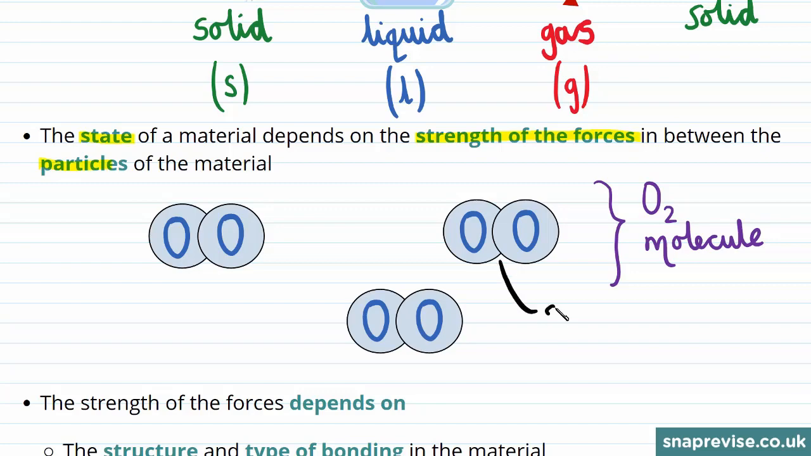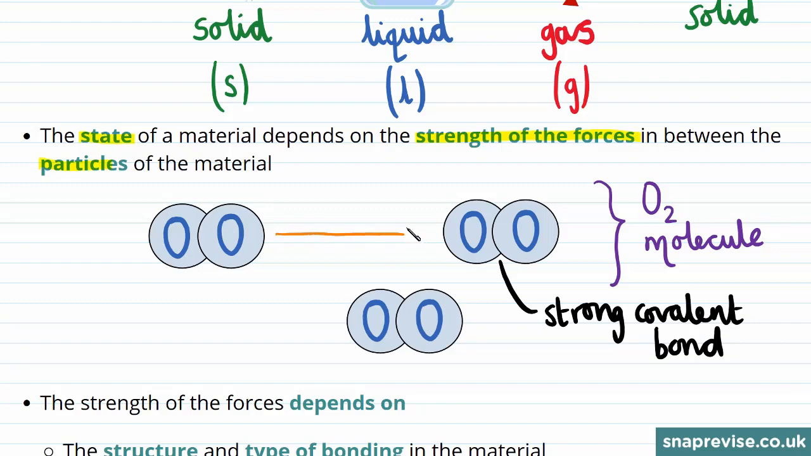But this strong covalent bond isn't what matters when thinking about whether oxygen is going to be present as a solid, liquid or gas, as this strong covalent bond will be present within solid oxygen, liquid oxygen and oxygen as a gas. Instead, what state the oxygen is in is going to depend on the forces in between these oxygen molecules, where the forces in between the particles that make up the material are known as intermolecular forces.